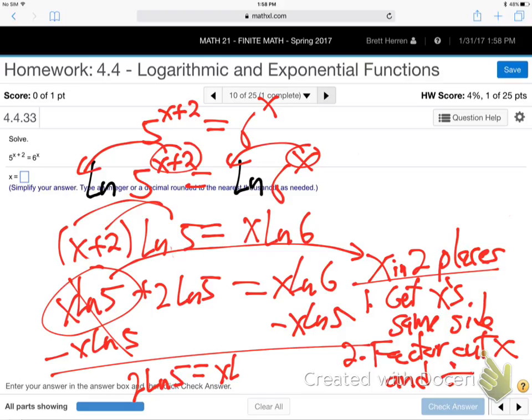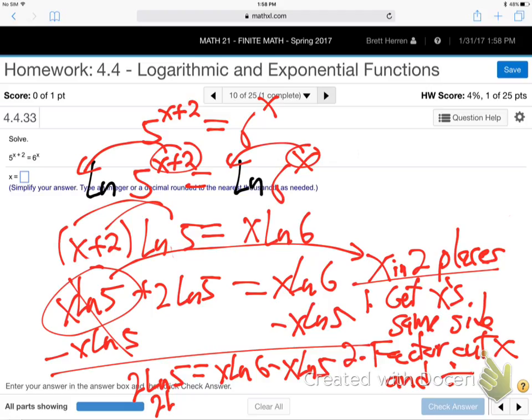We can't combine those in any way. You can't subtract those and go x ln 1. That's not true, right? The 6 and that 5 are plugged into a toaster, so to speak, plugged into a function. You can't just say 6 minus 5 is 1. They're in the ln. You can't deal with them directly. They're buried. Okay, so where are we at?